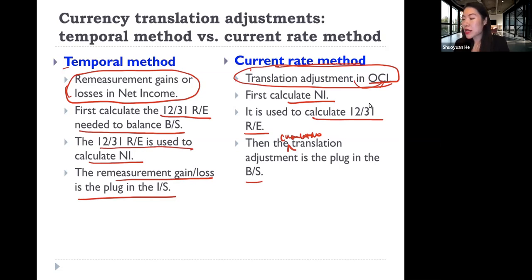So those are the two different ways under these two methods of accounting for the gain or loss coming from the change in exchange rate. Under the temporal method, it goes into net income. Under the current rate method, it goes into OCI. And the way we calculate those numbers is also pretty different.